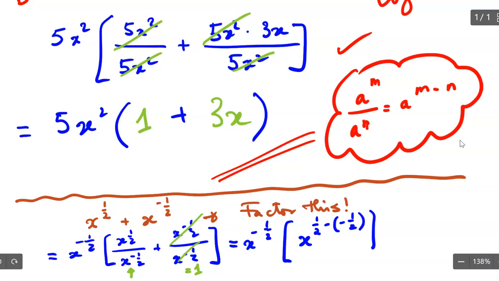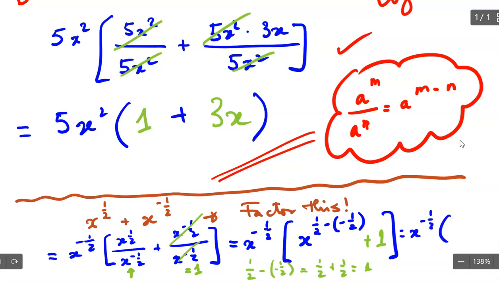That is inside the bracket, and I still have to put plus 1 here, right? That I already found. So what is a half minus negative half? A half plus a half, so it becomes 1. So in this case, you have x to the negative half, and in the bracket you should have x plus 1. So that's how you factor.